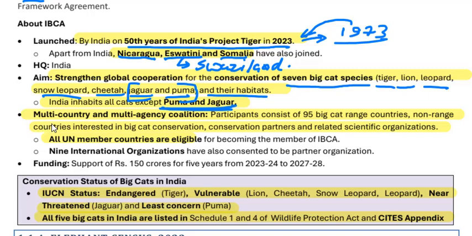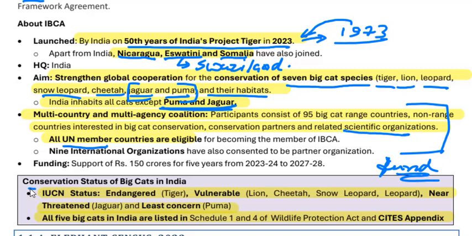Next, it is a multi-country and multi-agency coalition. Participants consist of 95 big cat range countries, non-range countries interested in big cat conservation, conservation partners and related scientific organizations. All UN members are allowed, every country and every organization. The main aim is to increase the fund. More countries will participate, then more fund will be generated.